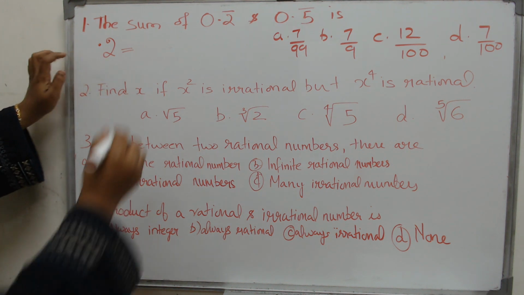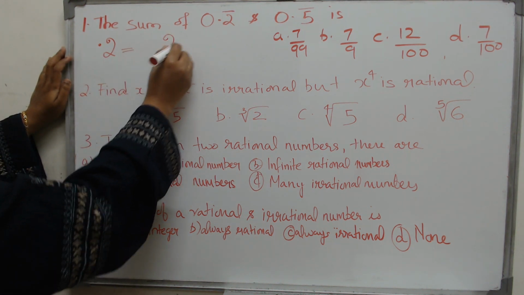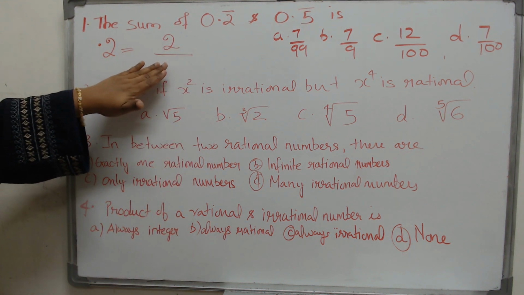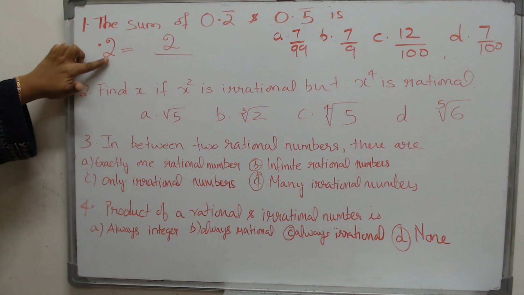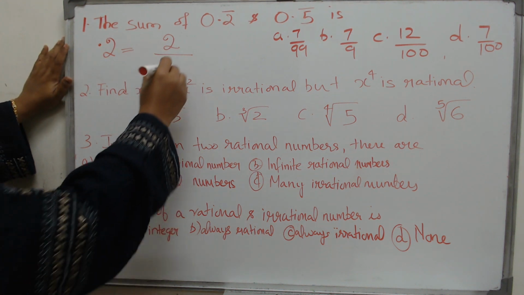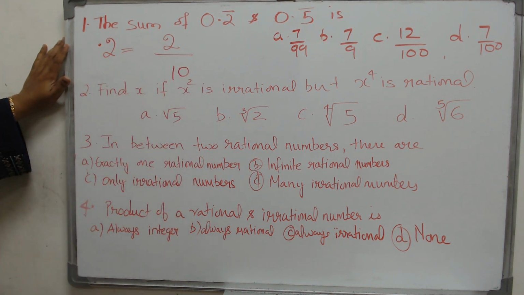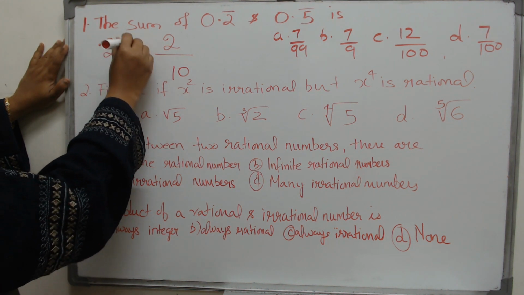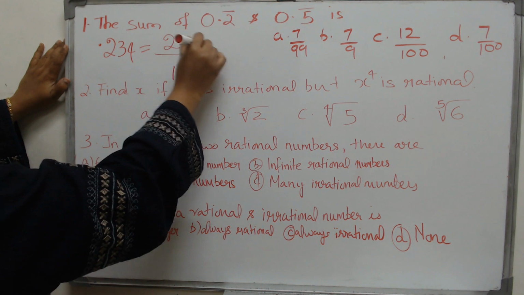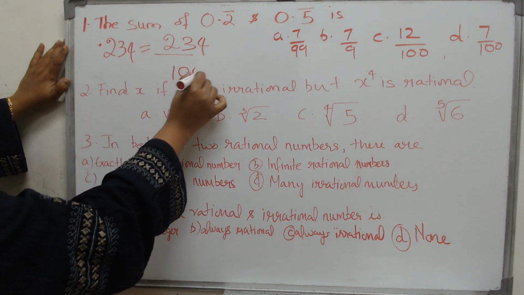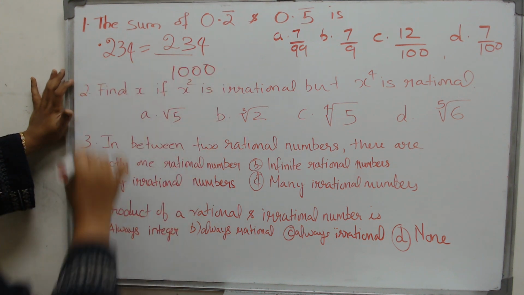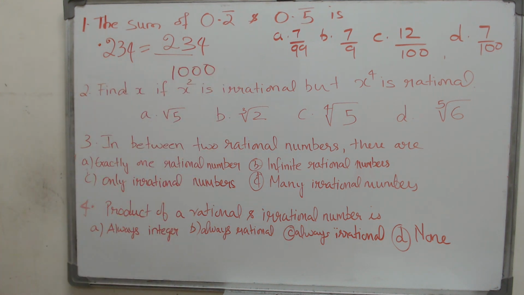Whatever you see in the decimal place, that will come in the numerator and in the denominator, which power of 10 will come? Count how many digits there are. That power of 10 will come in the denominator. So suppose here instead of this you have 2, 3, 4, then 3 numbers are coming here. So 10 raised to 3, or in other words you will have 1000.